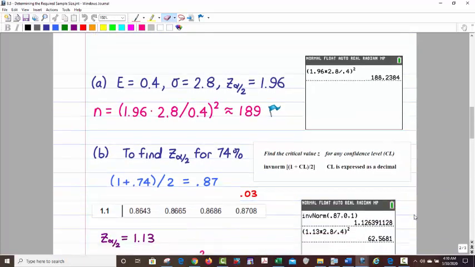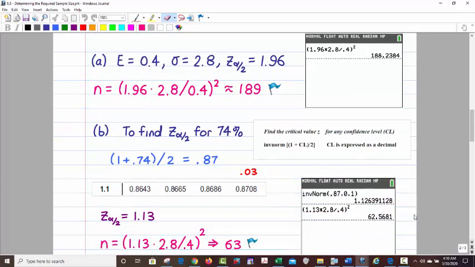So what you do is you can do the inverse norm, obviously, if you're using the calculator. If not, I'll show you on the chart how to find it real quick. But you take 1 plus the confidence level as a decimal, all divided by 2. So notice how I've got parentheses here, very important. So it's 1 plus 0.74. So basically it's 1.74. Divided by 2 is 0.87.